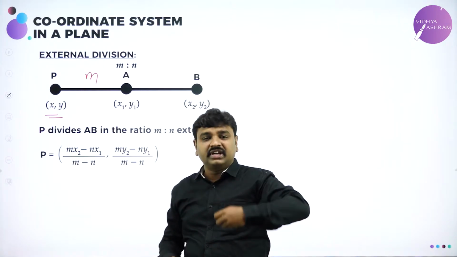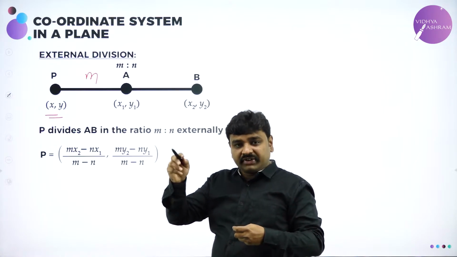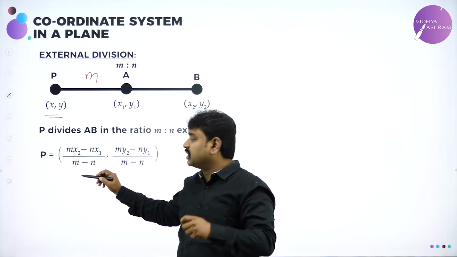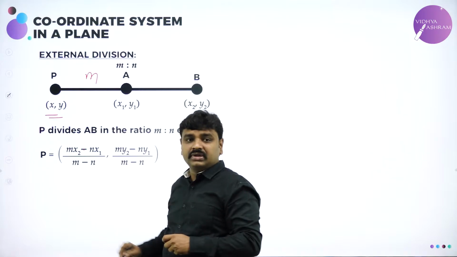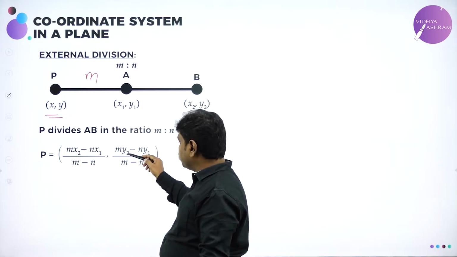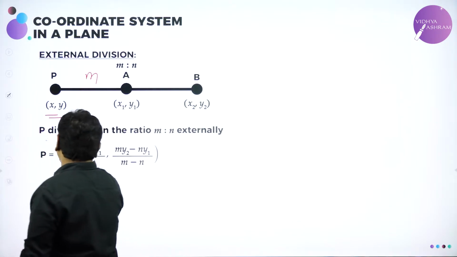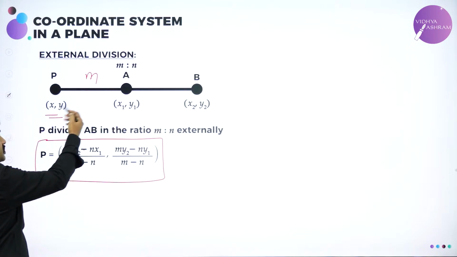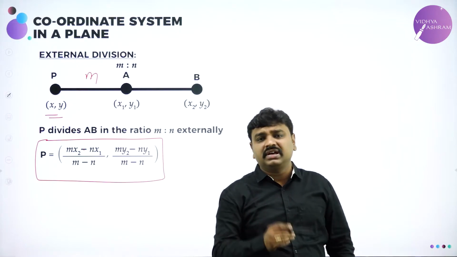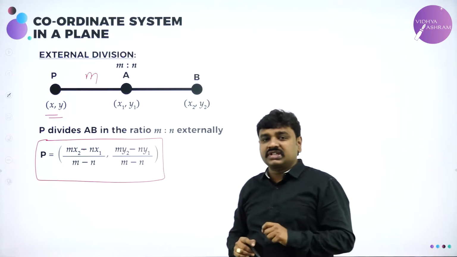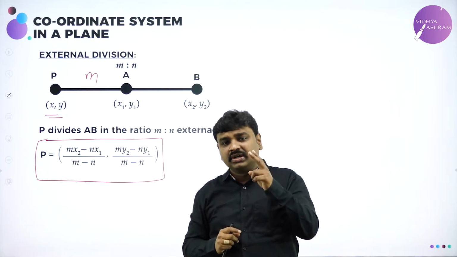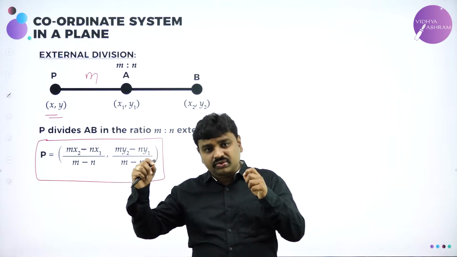So now same formula, instead of plus we'll use minus. What is the formula for internal division? mx2 plus nx1 by m plus n, my2 plus ny1 by m plus n. But for external division, same formula we repeat, but in the place of plus we have what? Minus. What is the point of external division? mx2 minus nx1 by m minus n, my2 minus ny1 by m minus n. This is the formula to find the point which lies outside AB but divides AB in the ratio m is to n. The point of division lies outside, so we say external division. So now you have learned two section formulae. One, point which divides AB in the ratio m is to n internally, and the other one, point which divides AB in the ratio m is to n externally.